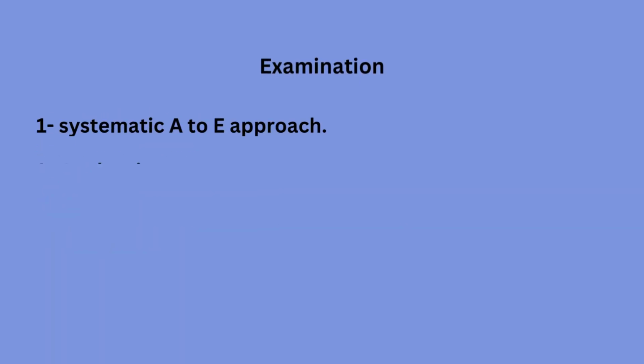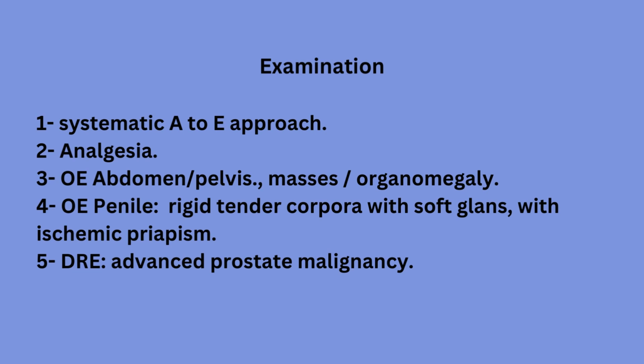On examination. When you examine this patient, use a systematic A to E approach. Provide them with analgesia if significant pain is reported. Examine their abdomen to look for any palpable abdominal or pelvic masses and organomegaly looking for malignancy. When you are examining the patient, you are also looking for if there is a rigid tender corpora with soft glans, which could indicate ischemic priapism. And also perform a DRE to look for signs of any advanced malignancy.